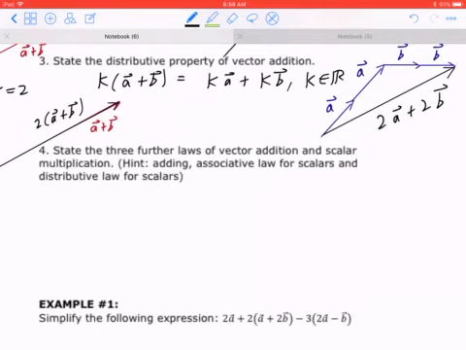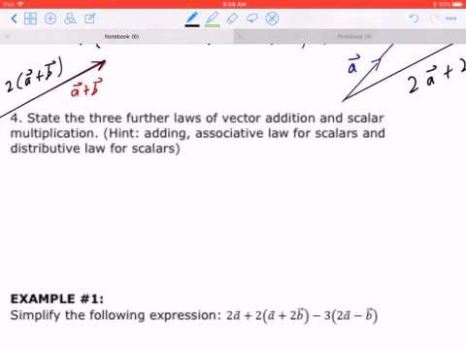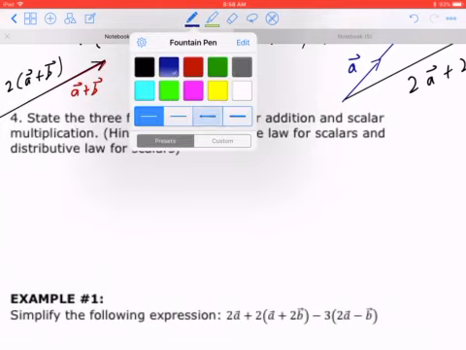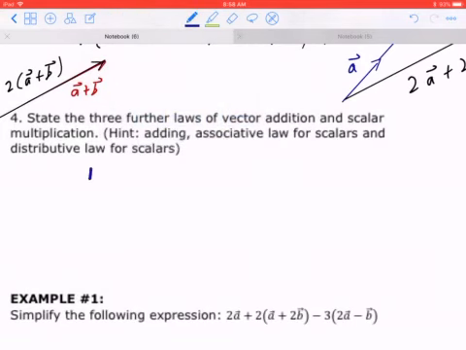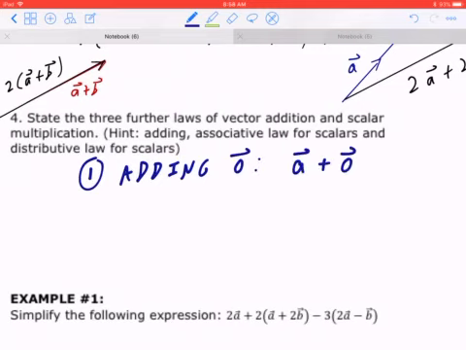Hint, adding a zero vector, associative law for scalars and distributive law for scalars. So 3 additional concepts. Let's write this down. Number 1, if you're adding a 0 vector, you can simply state that any vector plus a 0 vector equals that same vector. So a plus 0 becomes a.